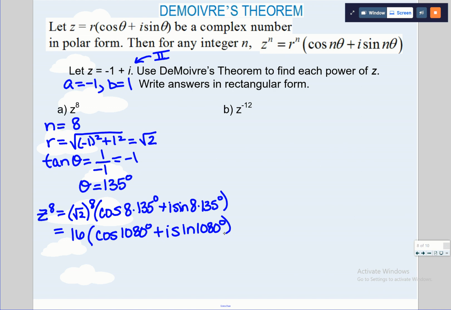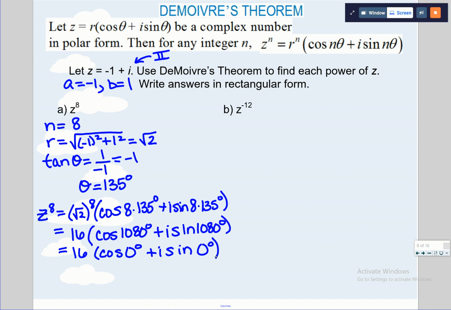If the question said, leave your answer in polar form, you're done. This question says, put it in rectangular form. So we need to simplify a little bit. This is just unit circle stuff now. 1080 is too big for our unit circle. So what do we do if it's too big for our unit circle? Subtract, and you're going to have to subtract a few times. 1080 minus 360 is 720. Minus 360 again is 360, or you could take it even further and make it a 0. 360 or 0 would be something we can deal with.